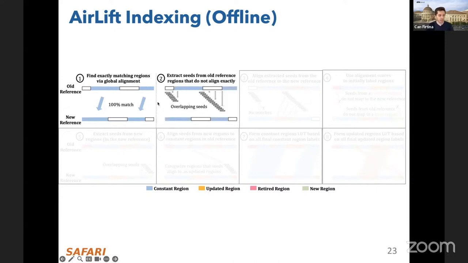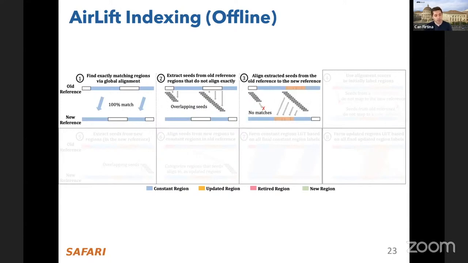For all the other regions that are not exactly matching between the 2 reference genomes, we extract the overlapping k-mers or overlapping seeds. These seeds are usually as long as the read length. For example, if we're using short Illumina reads of length 100, then these seeds again would have the length of 100. After extracting these seeds that do not align exactly between the old and new reference genome, we align them to the new reference genome.